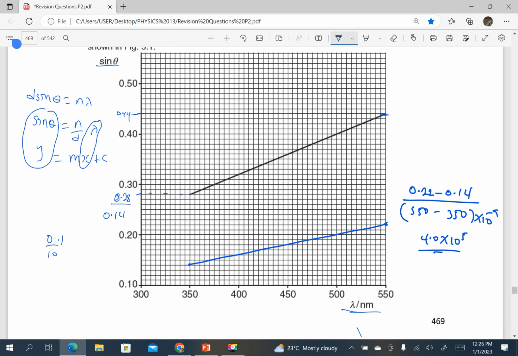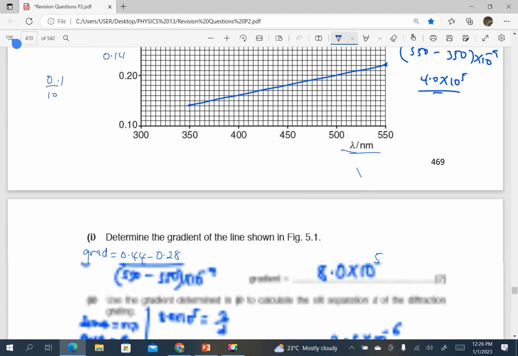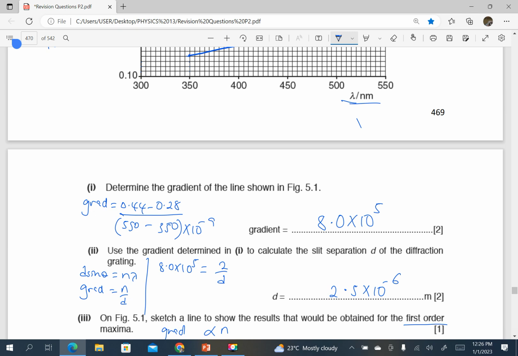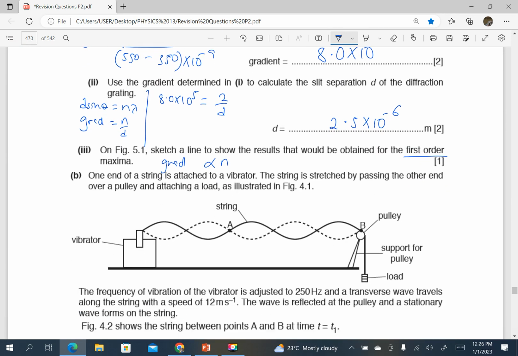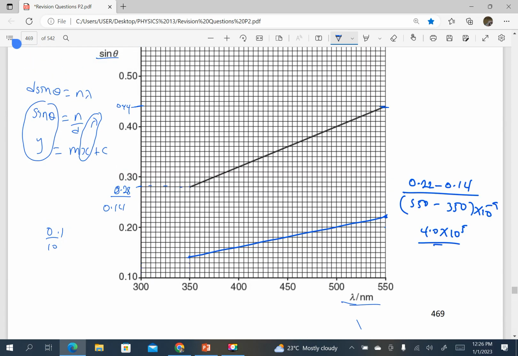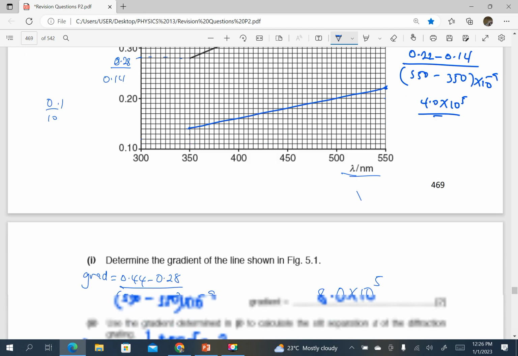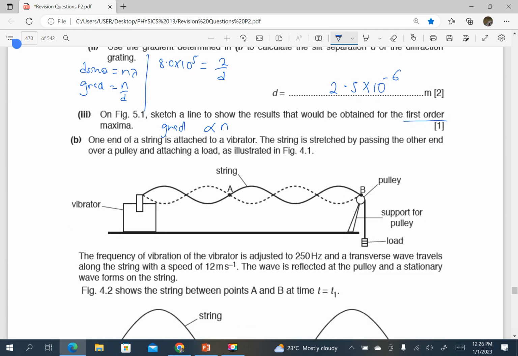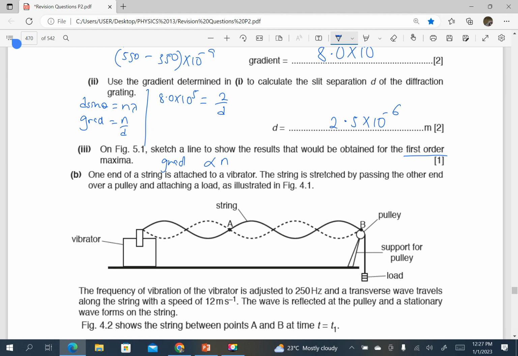So since the gradient is directly proportional to n, when n was 2, the gradient was 8. When n is 1, the gradient is going to be half. Therefore, my graph is perfectly correct. So gradient is directly proportional to n, so the new line has half the original gradient. That is 4.0 times 10 power 5.